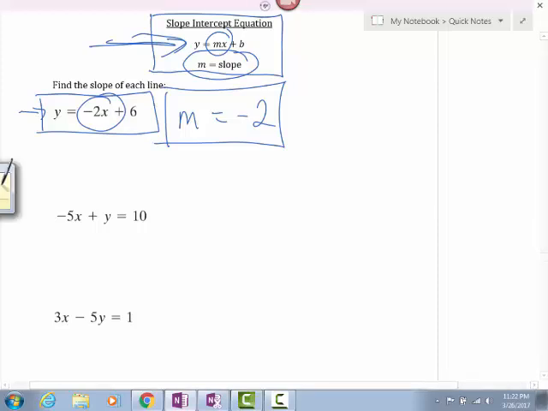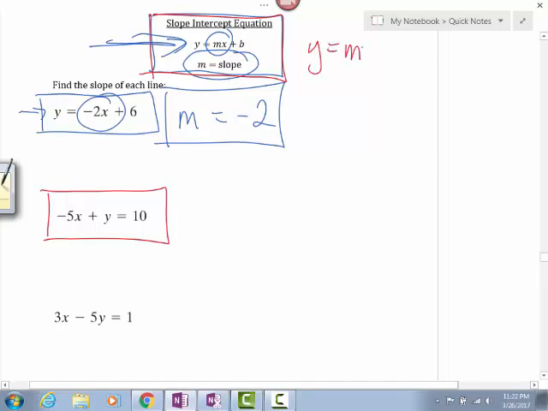All right, now let's try another one. Let's try this one here. And so my first question is, is that equation already in my y equals mx plus b form? And I notice it isn't. I need to get the equation solved for the letter y. I need to get it so that it looks like this, y equals mx plus b.